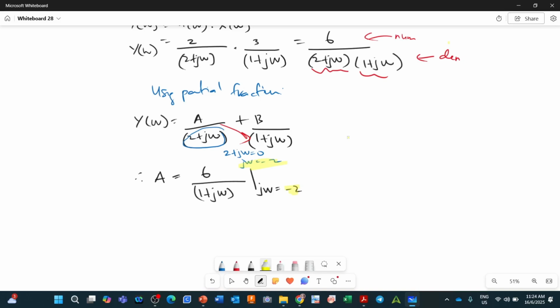Okay, so solve it. What do you get? 6 over 1 plus minus 2. What do you get? 6 divided by? No need to press calculator.